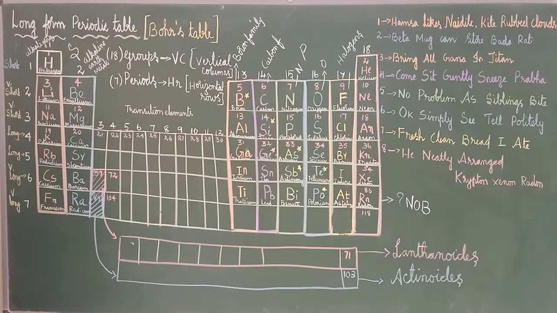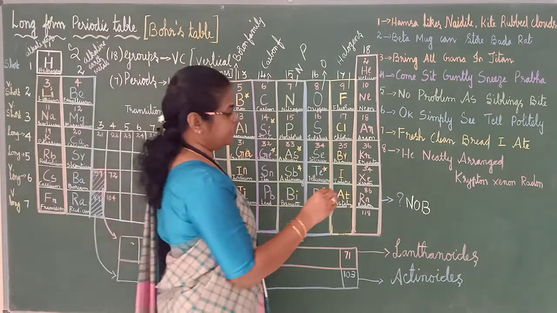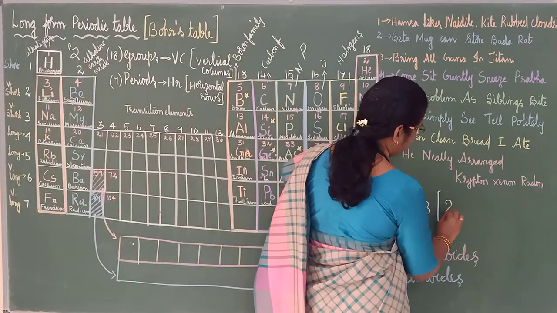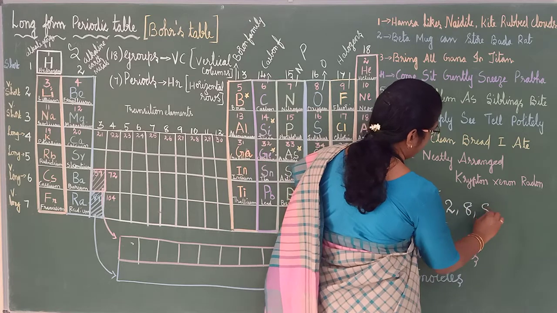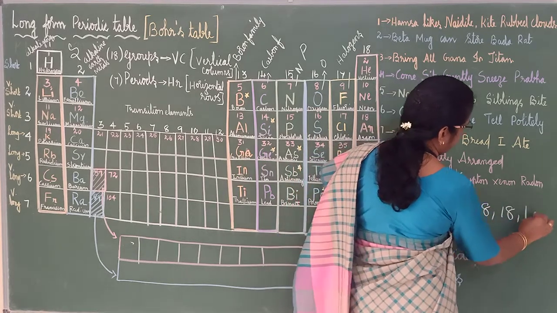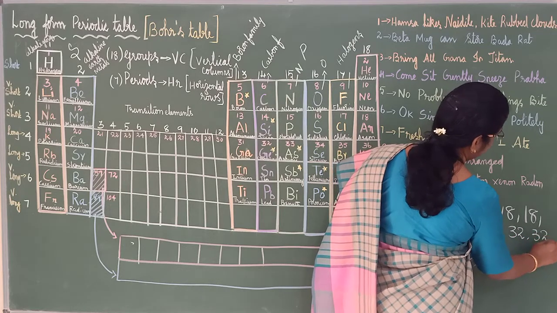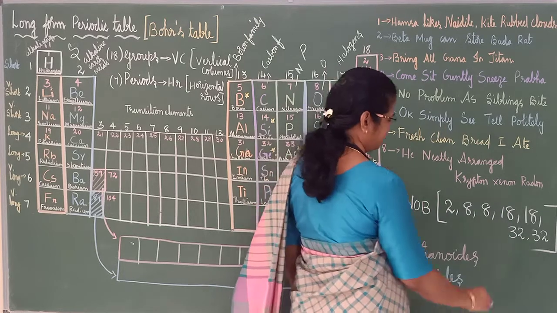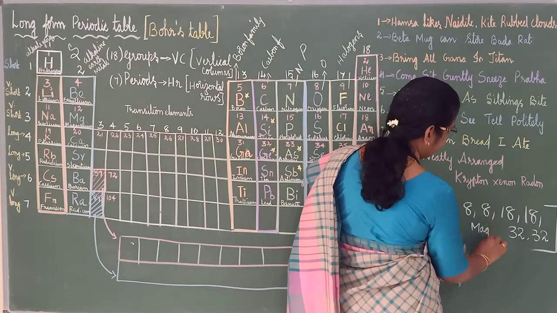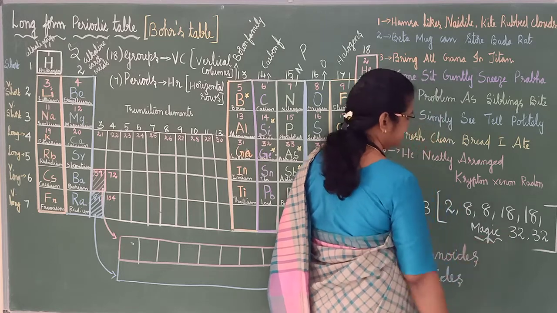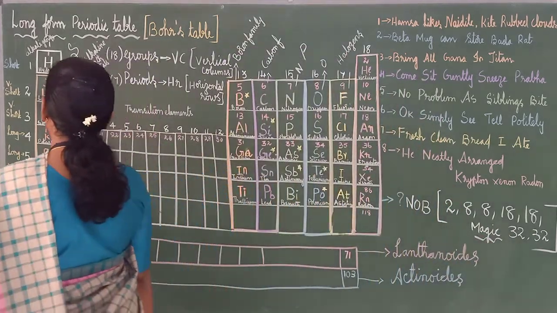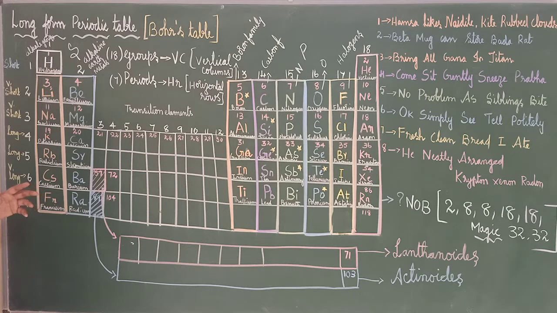I'll tell you one more thing. Remembering atomic numbers will be difficult, no? We have also studied that 2, 8, 8, 18, 18, 32, 32. They are called magic numbers, because we have studied periodicity. Repetition will be there in periods, some function will be there, chemical properties also I told you. So they are called magic numbers.